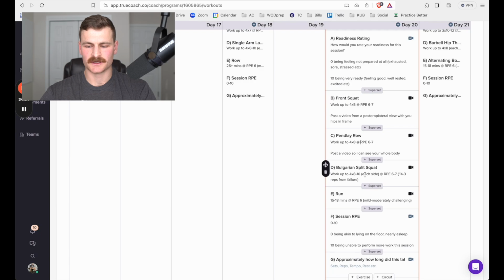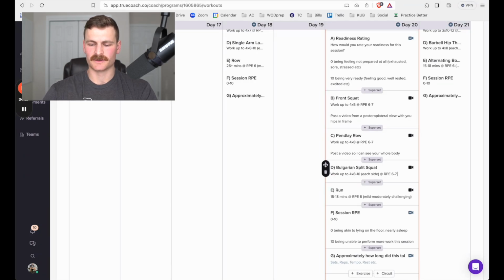And the split squats, these are pretty good where they're at. I'll probably just keep them there. Run.